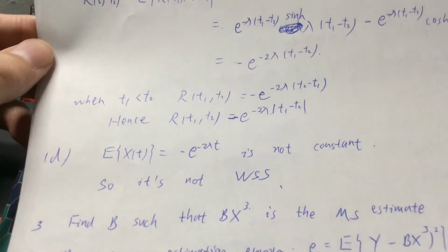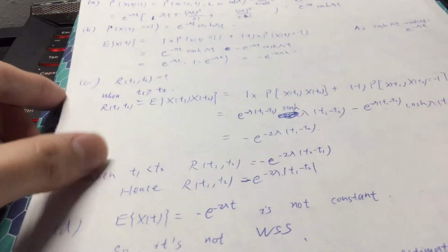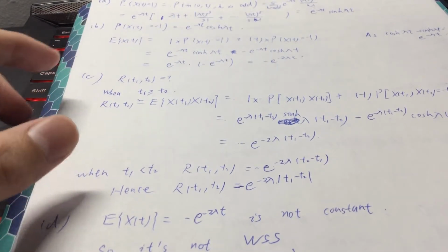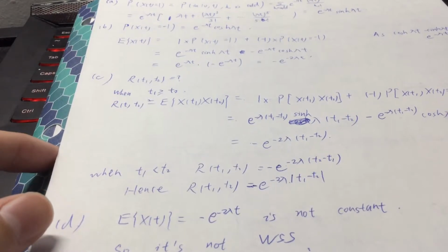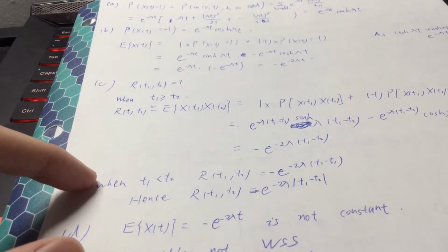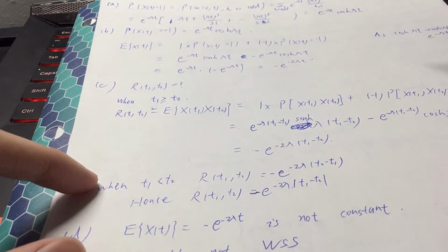Hello everyone, this is Probability and Stochastic Processes, Homework 8, Question 2. This question has 4 parts, and the first part requires us to find the probability that X(t) equals 1.